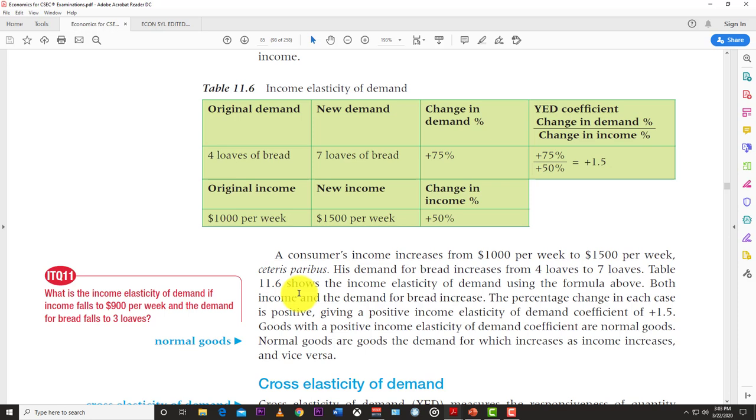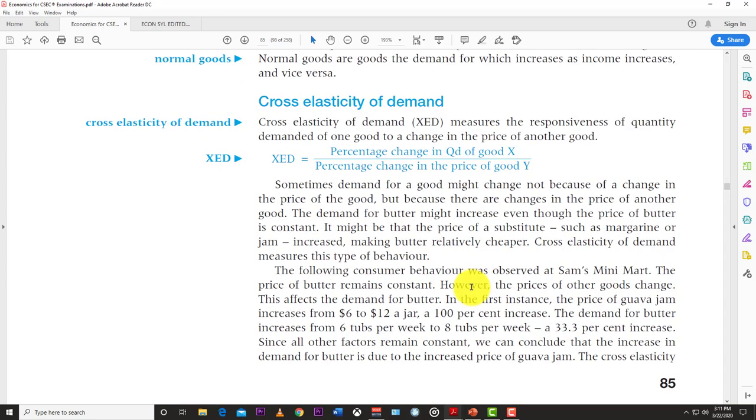And so therefore, that's for normal goods. A normal good is a good where the demand increases as your income increases, and if your income goes down, your demand goes down. All right, so what is cross elasticity of demand? Cross elasticity of demand, XED, measures the responsiveness of quantity demanded for one good to a change in the price of another good. So we're looking at the quantity demanded of one good in response to a change in the price of another good.